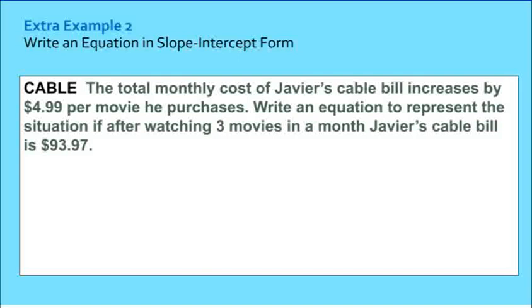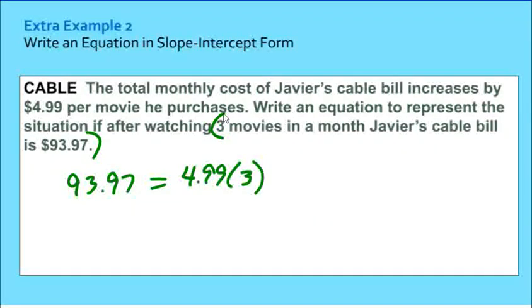Next one, the total monthly cost of Javier's cable bill increases by $4.99 per movie we purchased. Which equation represents the situation if after watching 3 movies in a month, Javier's cable bill is $93.97? So our point is 3 and then 93.97. If I put 93.97 here, equaling our rate of $4.99 for 3 movies plus the b, solve this one.